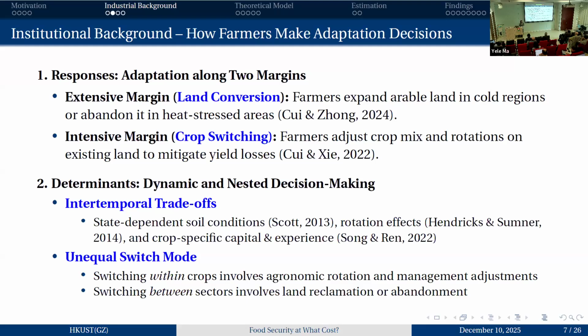From the policy side, how do farmers respond to climate? I think there are two margins. First, the extensive margin: farmers will use comparable land or abandon land. The other is the intensive margin: farmers adjust their crop structure and rotate crops on the existing land. The farmers' decisions are dynamic, meaning previous choices influence the current condition. The rotation has a rotation effect and will influence the probability.